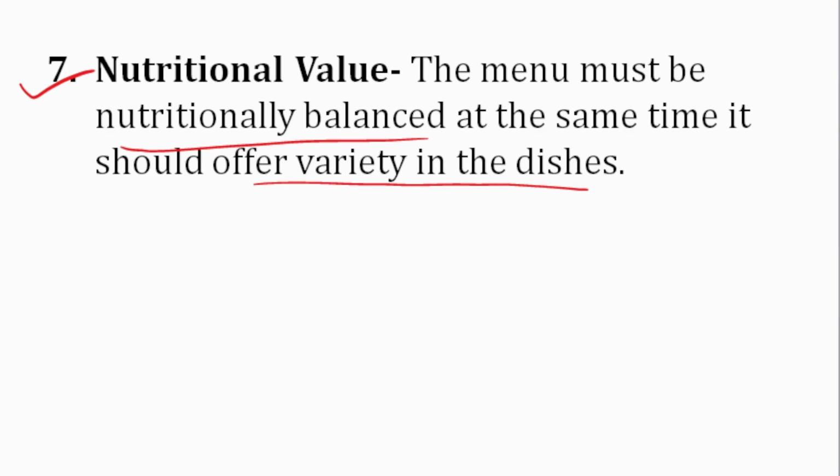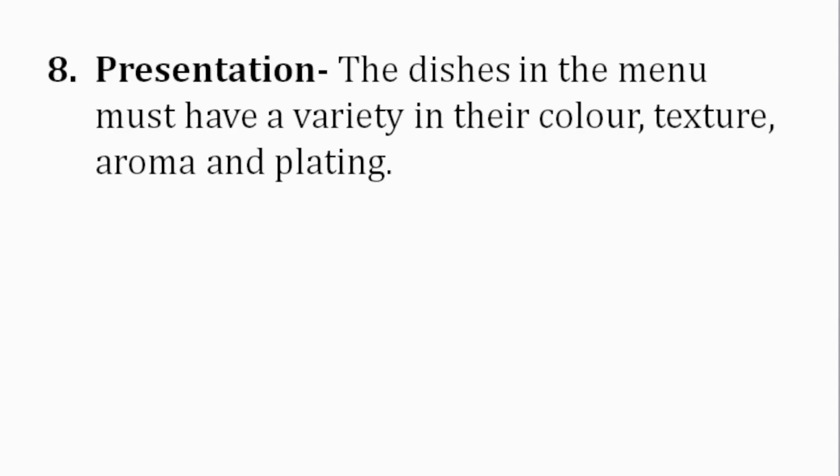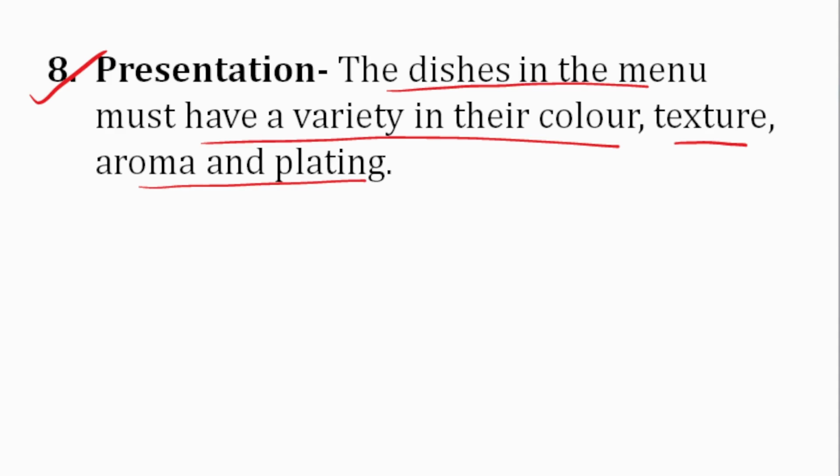Next point, number 8, that is the presentation. How the dishes are being presented. The dishes in the menu must have a variety in their color, texture, aroma, and plating. It should not be like all the dishes are almost the same color, almost the same type. All the gravies are there and all the fry items are there. So there should be a particular variety in their cooking method, in their color, in their plating, in the sizes. So if the guest is ordering a mix of things, there should be a variety on the table.